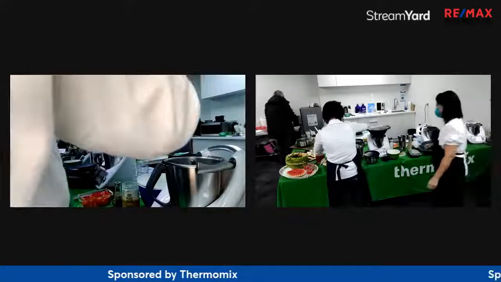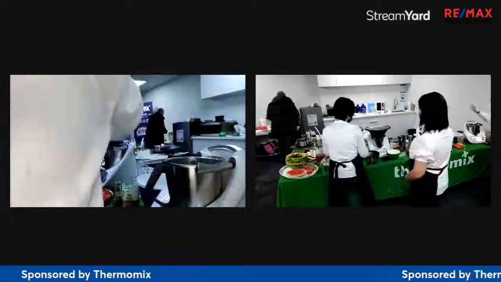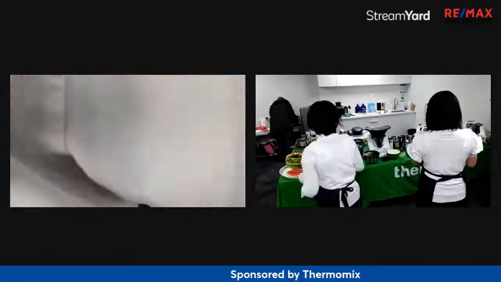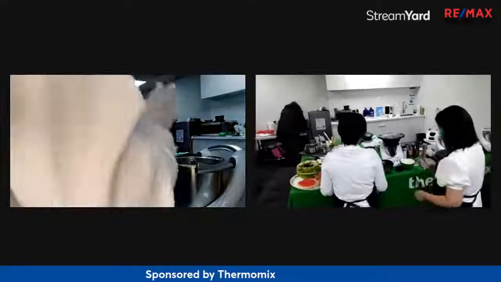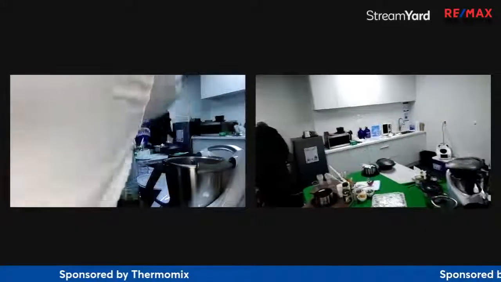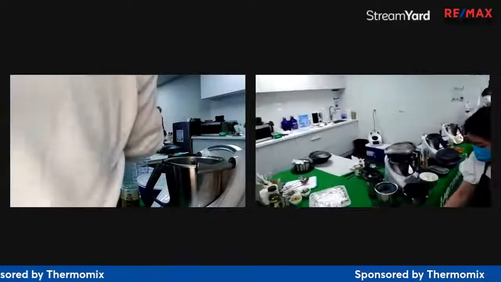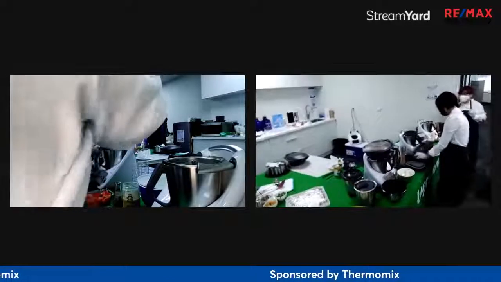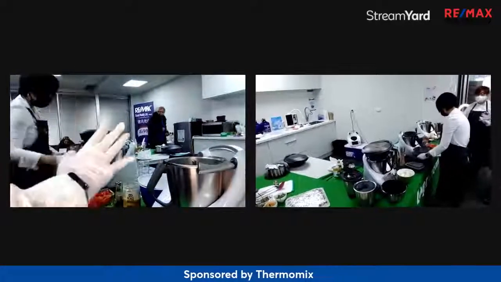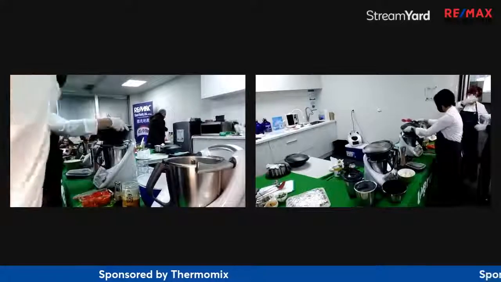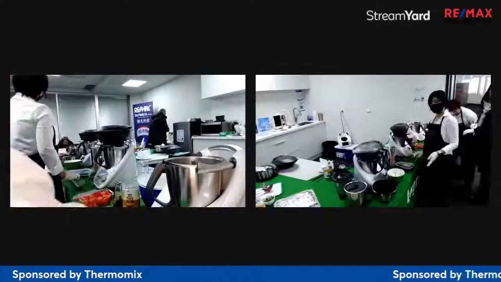So every single recipe is all inside this little machine. You just do it step by step with your finger, very easy, just touching every single button. If everybody wants to see it, you can come closer. Yeah, you can come. It's magic.